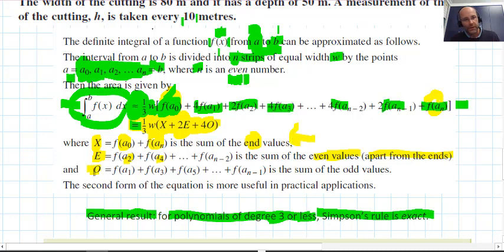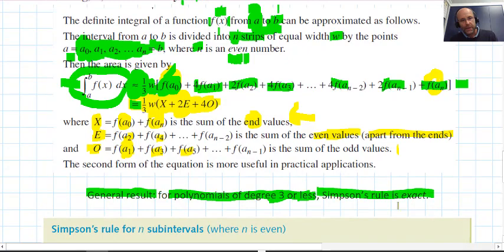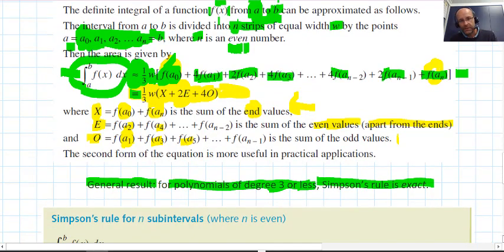And O is for the odd ones, f of a 1, 3, 5. Now, remember, it starts at a naught. It doesn't start at a1. Be careful. And again, don't include the n's. Well, you won't if it's even anyway. That is the form you'll use in bread and butter style questions.